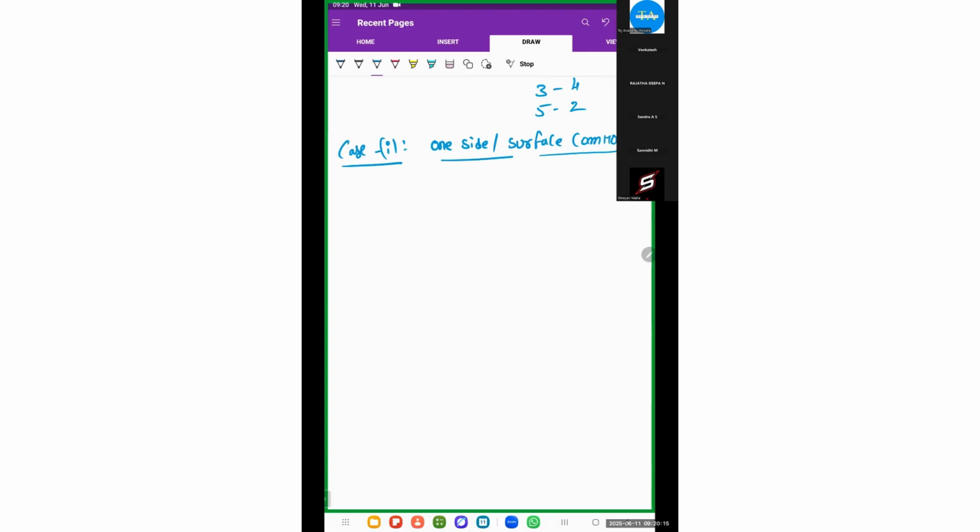If two or three dice are given, out of the three dice one side or surface will be common. In such a case, how do we identify whether it is a standard die or an ordinary die? If it is a standard die, which is the opposite? If it is an ordinary die, which is the front and which is the back? Let me write one example.